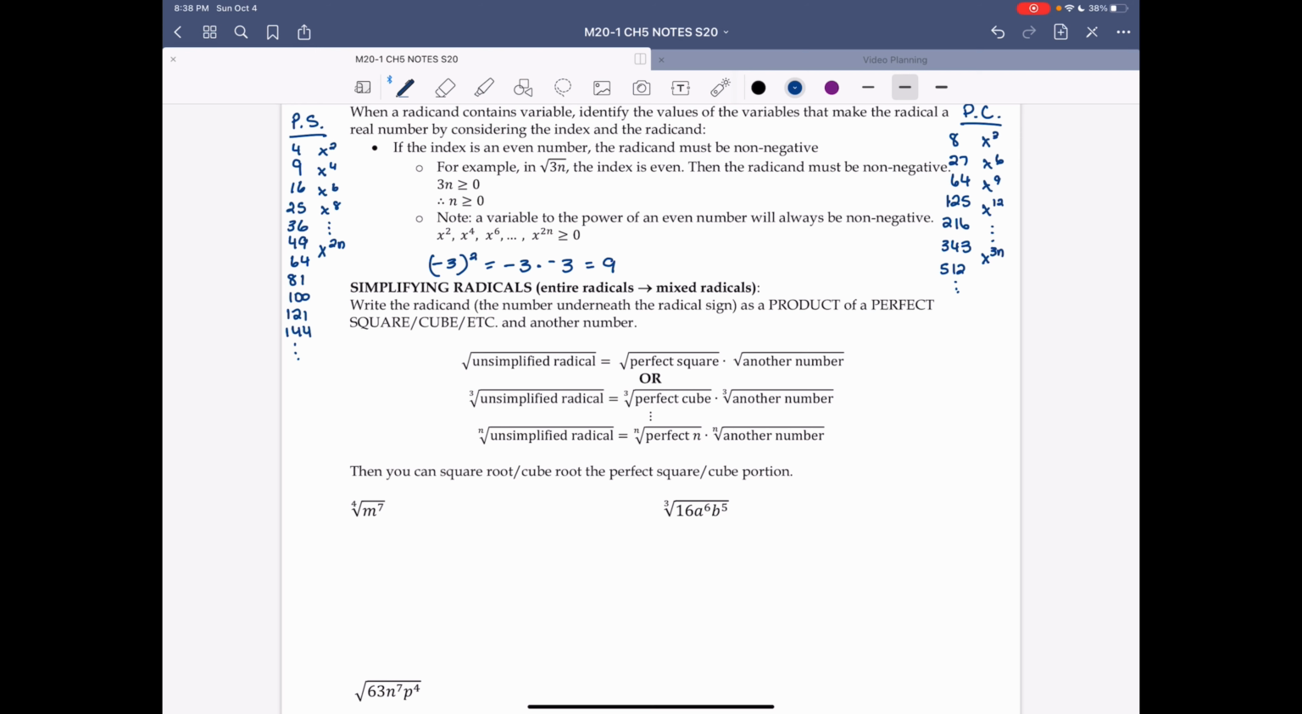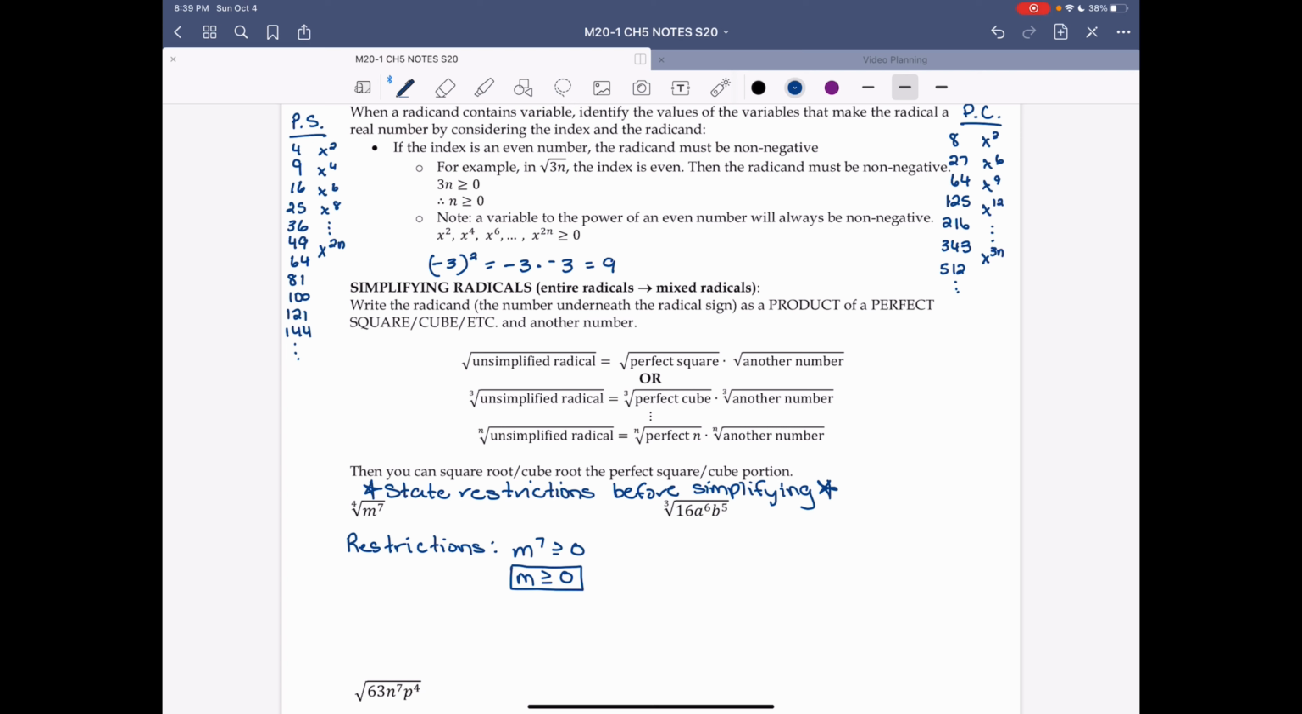The fourth root of m to the power of 7. First, we need to state the restrictions. We want to do that before simplifying. In this case, our index is even. If we have an even index, then our radicand must be greater than or equal to 0. M to the 7 has to be greater than or equal to 0. The only way for m to the 7 to be greater than or equal to 0 is if m is greater than or equal to 0. So m has to be greater than or equal to 0 is our restriction.